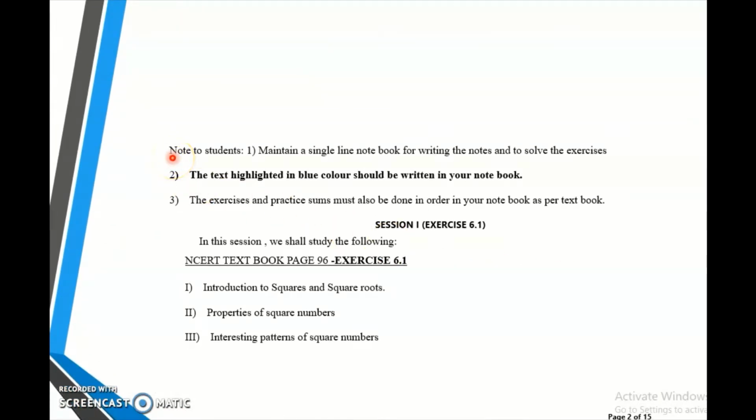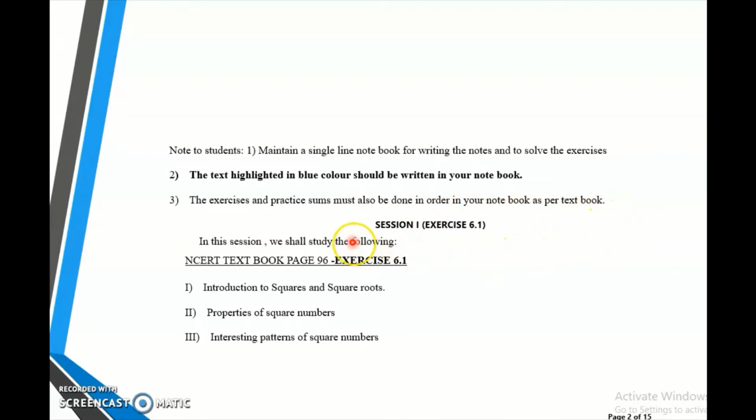Before we start the session, a small note to the students. Maintain a single line notebook for writing the notes and to solve the exercises. The text highlighted in blue color should be written in your notebook as per the explanation notes attached to this video. The exercises and practice sums must also be done in order in your notebook as per the given textbook.